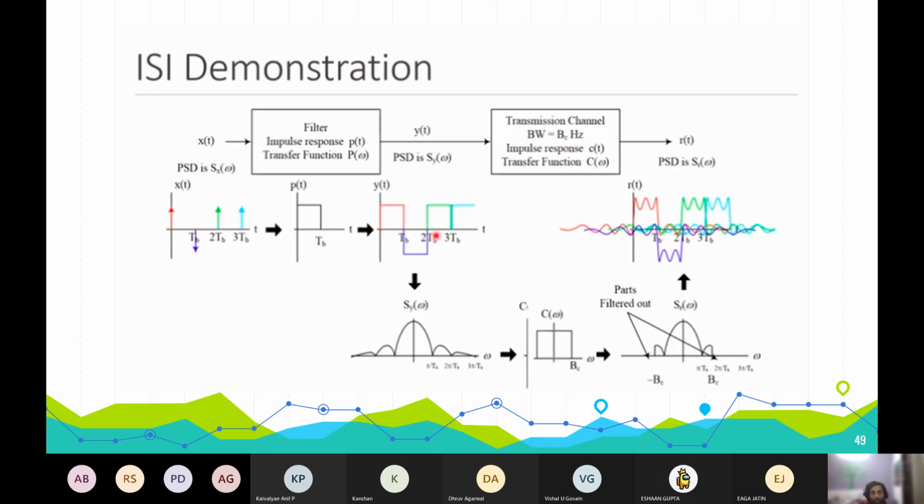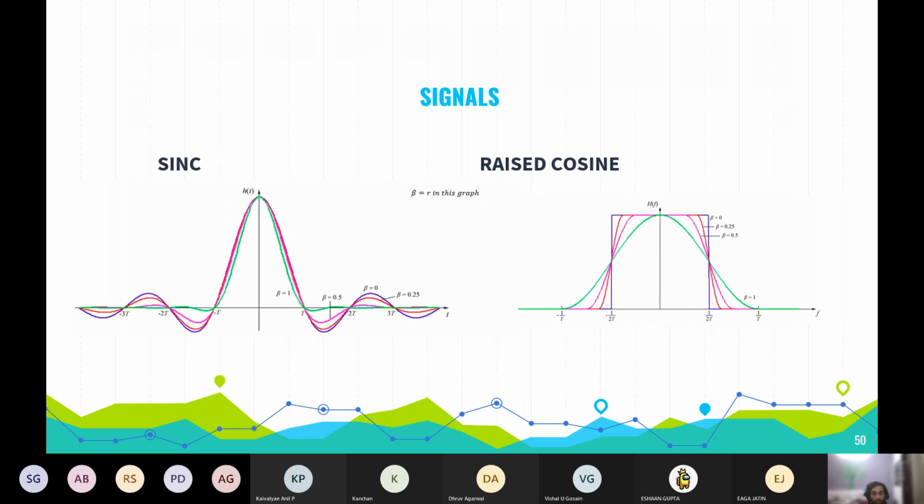We can't transmit the square pulse directly because a square pulse has infinite bandwidth and we can't use it. We will get a lot of interference then. So what we do is we use a sinc curve. We multiply the square with the sinc to get the final output. This is the sinc curve.